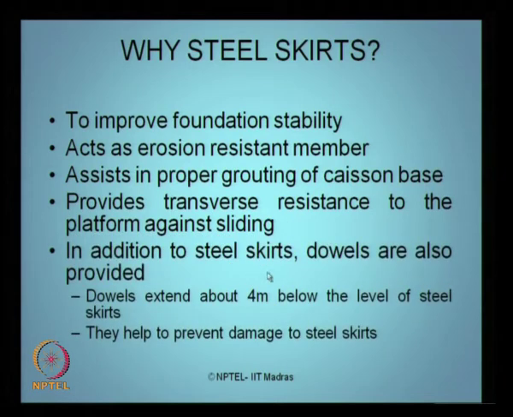In addition to steel skirts, some platforms also have steel dowels. The dowels are extended about 4 meters below the level of the steel skirts. They help to prevent damage to the steel skirts. Essentially, steel skirts improve foundation stability against sliding.